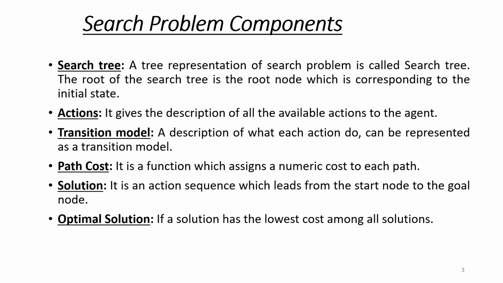The next one, path cost. So we can work out the exact path from the starting node, the middle node, and then the ending node. We have to analyze the value of everything. That particular value will be stored in the transition model.